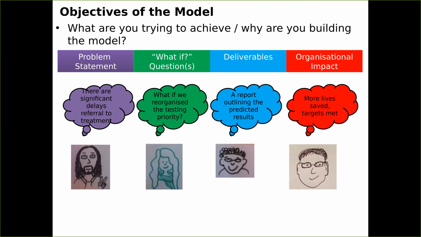So one of the key things to think about whenever you're designing a model is the objectives of the model. You need to think about what you're trying to achieve by building this model. Why are you doing this? Why are you building a model? A good way to think about it is in terms of these four things. So think about the problem statement. What's the problem? Can you define the problem in a simple statement? So let's imagine that your problem statement might be there's significant delays in referral to treatment.